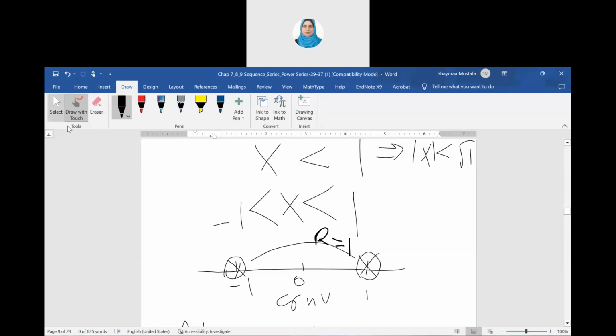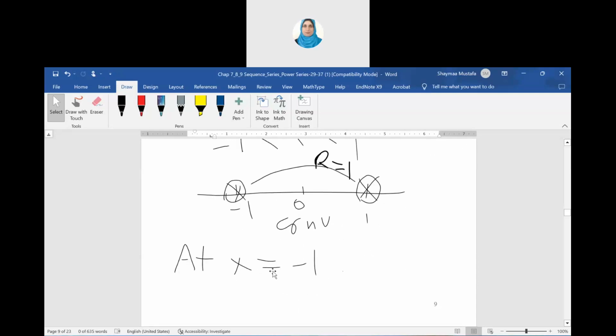Since it is centered at 0, we need to check the boundary points. This is your interval. You have to check the boundary points. For any point greater than 1 or less than -1, the series diverges. Between -1 and 1, the series converges. But -1 and 1, the boundary points of the interval, you have to check separately.